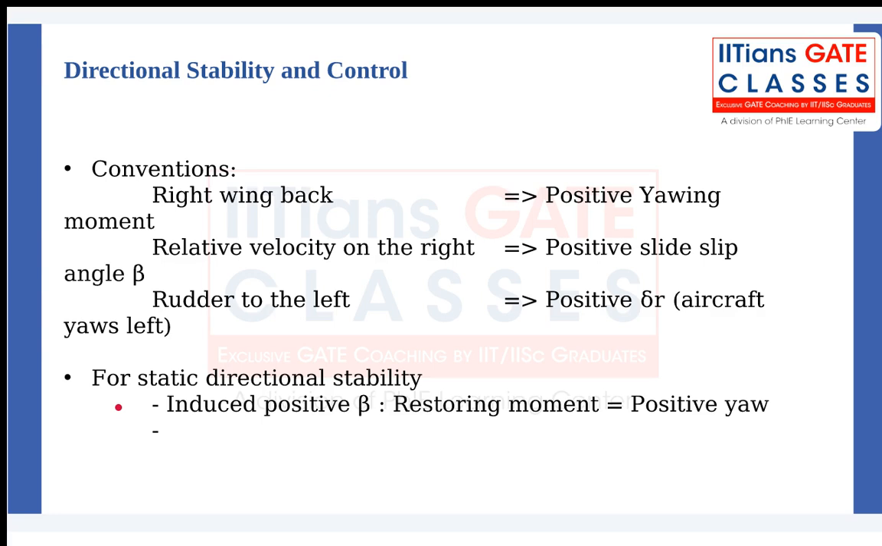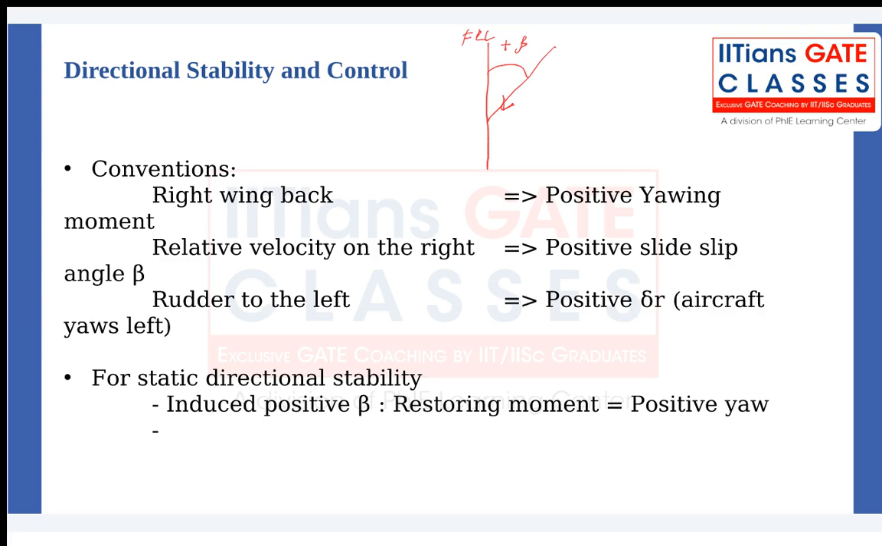How do we find that? You put your thumb along the yaw axis, and the direction of curl of the fingers is the positive yawing moment. Then relative velocity on the right is considered positive side slip. If this is the fuselage reference line and this is your relative velocity, this is positive beta. This is considered positive side slip angle. And deflecting your rudder to the left is considered positive delta R.